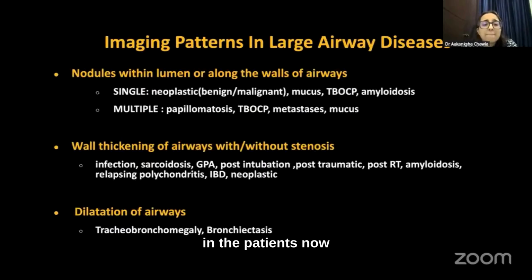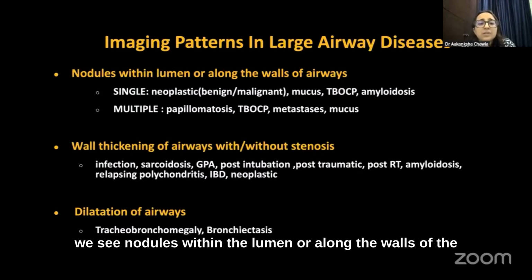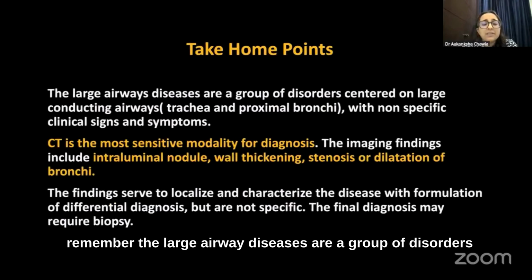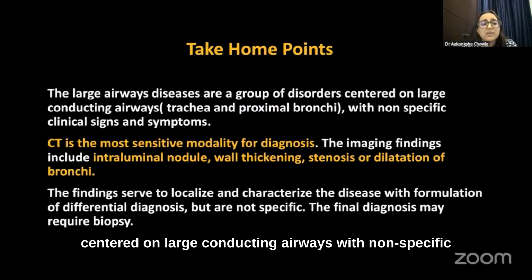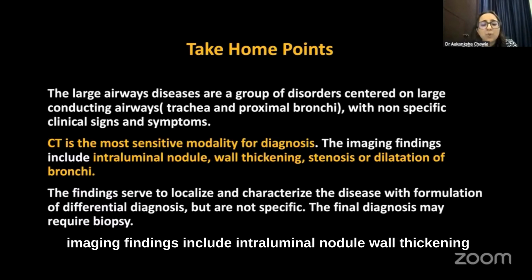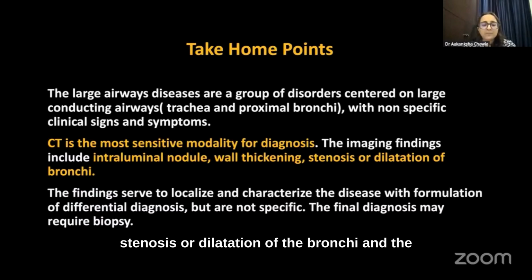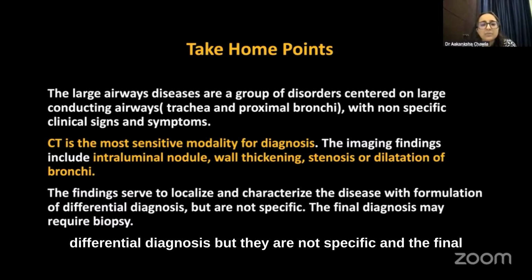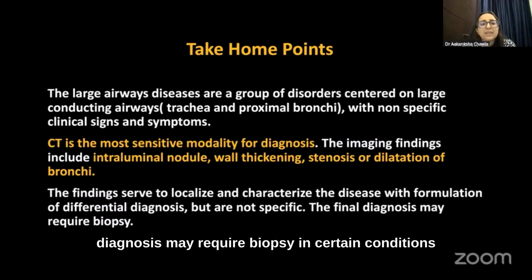Now, imaging patterns in large airways: we see nodules within the lumen or along the walls of the airways, wall thickening of the airways without stenosis, and also dilatation of the airways. Remember, the large airway diseases are a group of disorders centered on large conducting airways with non-specific clinical signs and symptoms. CT is the most sensitive modality for diagnosis, and the imaging findings include intraluminal nodule, wall thickening, stenosis, or dilatation of the bronchi. The findings help you to localize and characterize the disease and formulate a differential diagnosis, but they're not specific. And the final diagnosis may require biopsy in certain conditions.